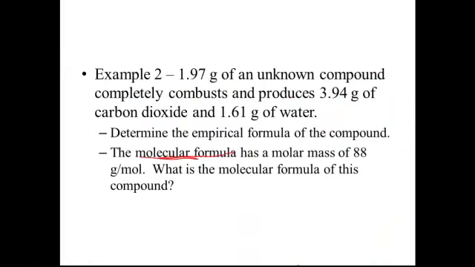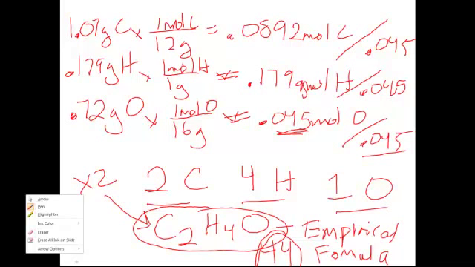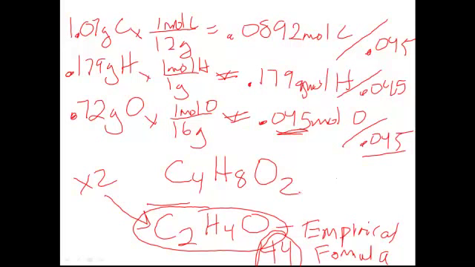The molecular formula has a mass of 88. So we have to think, 44 times what number equals 88? Obviously that is 2. So we take this whole formula right here and we multiply everything by 2. If we multiply that whole thing by 2, we're going to end up with C4H8O2. That is our molecular formula for this.